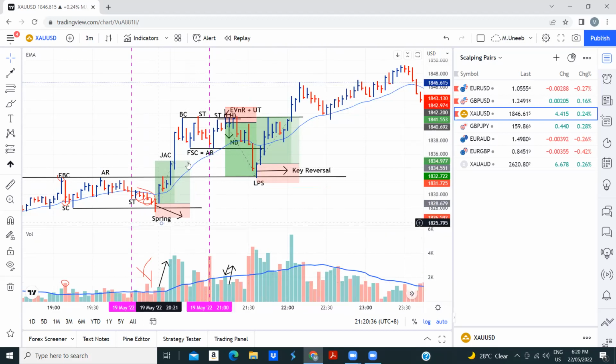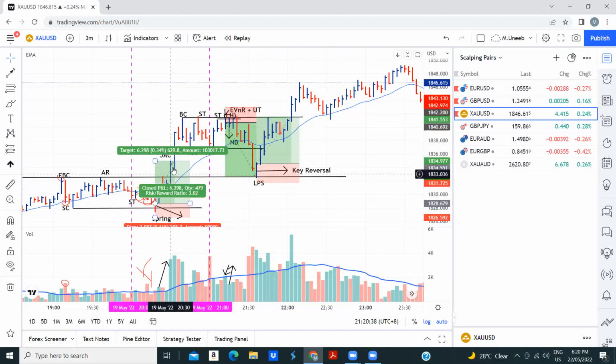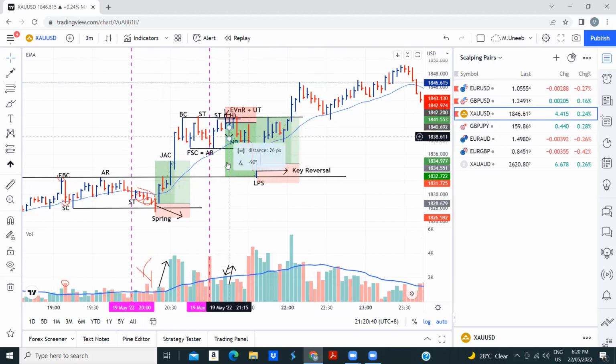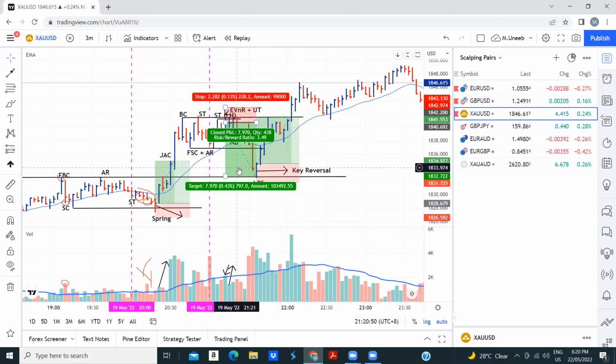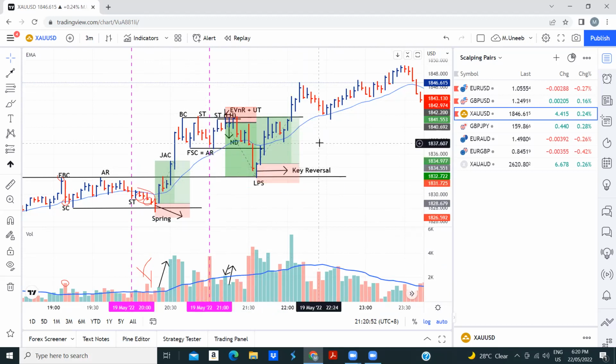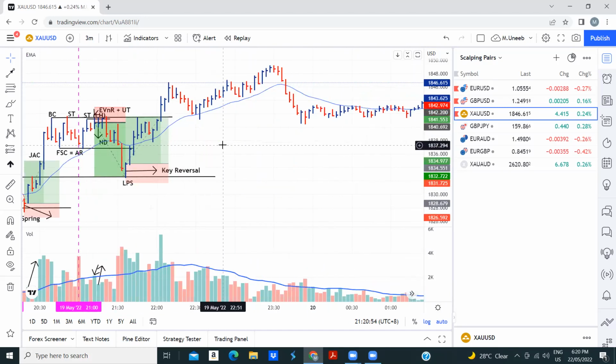Okay. So we can take 3 trades. One trade, this one. Second trade is the reversal. Third trade here. 3 trades. In 2 hours, we can catch 3 trades, and each of these trades will fulfill your target. Got it? Okay.